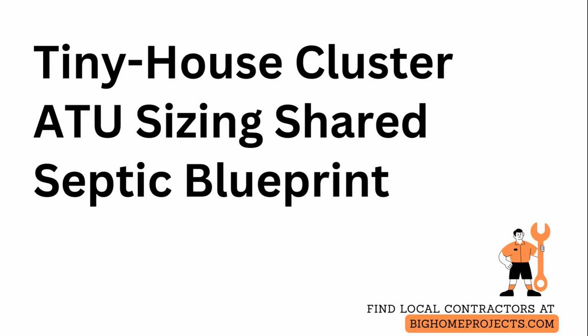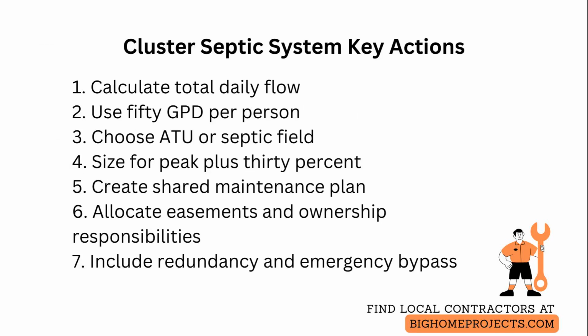Cluster septic systems offer tiny house clusters a way to maximize usable land while providing safe wastewater treatment for multiple units. Design a centralized system by first calculating total daily flow using conservative per-person rates such as 50 gallons per person per day and adding allowances for laundry or occasional guests.